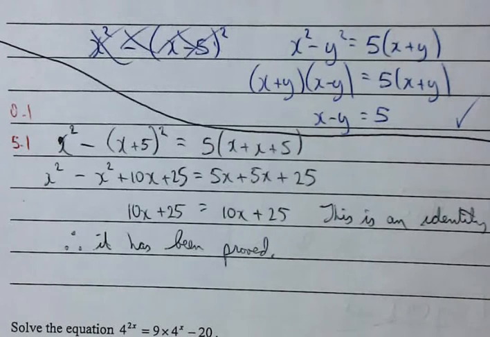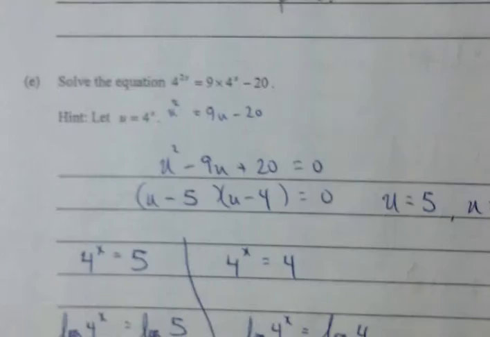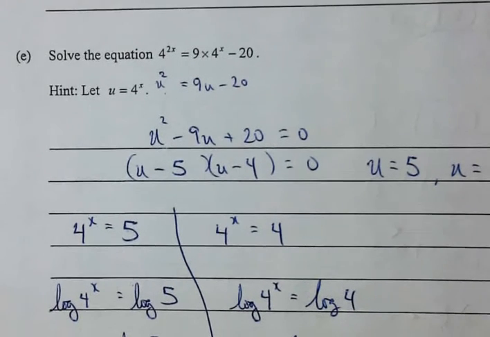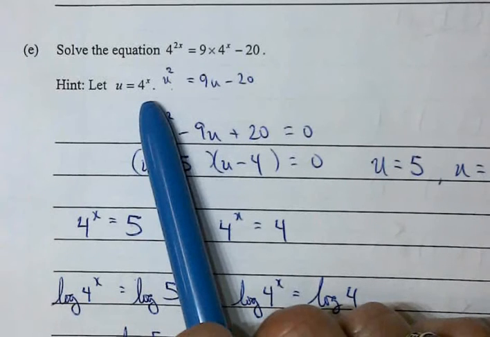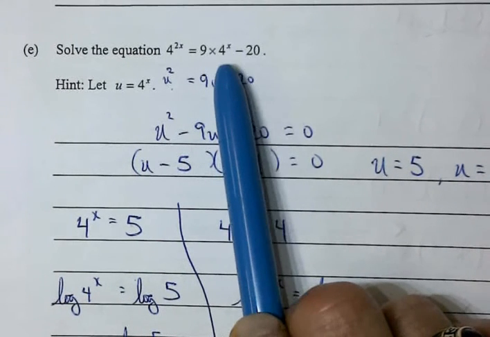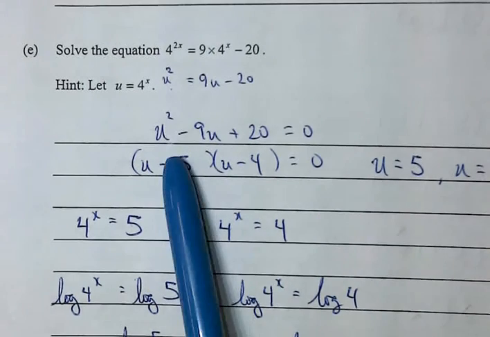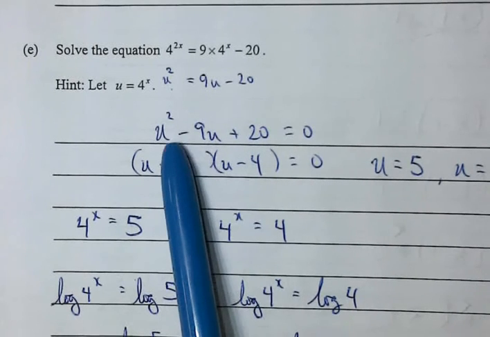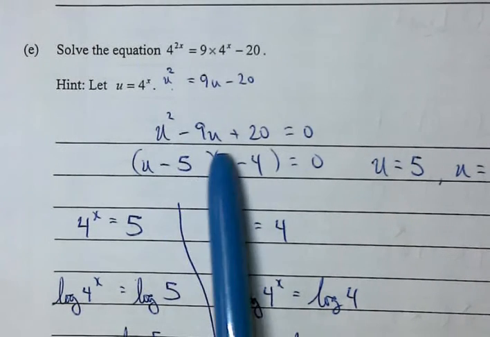And the last one, part E. Solve the equation. The hint: let u be 4 to the power x. So if this is 4 to the power x, and that's u, well, that's got to be u squared. So this lends itself to being a quadratic. u squared equals 9u minus 20, setting it equal to 0.